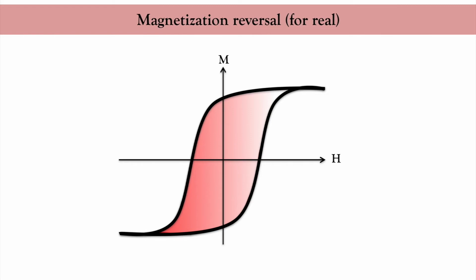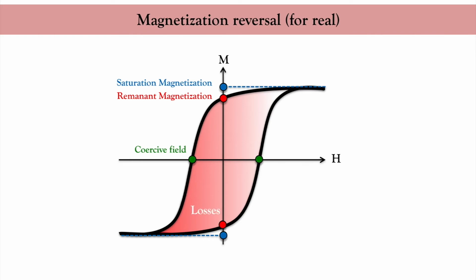In this hysteresis, I can define the saturation magnetization as the value of the magnetization at very large fields, and the remnant magnetization as the value of the magnetization at zero field. The coercive field is the field at which the magnetization switches, and may not be equal to the anisotropy field. The area of the magnetic loop is equal to the energy loss during the reversal process.